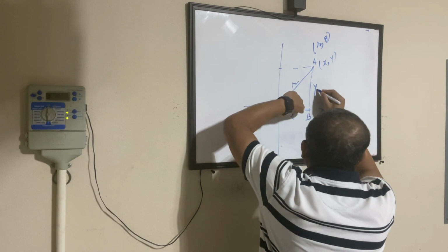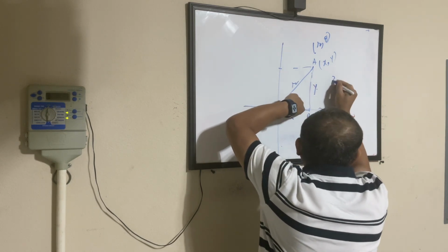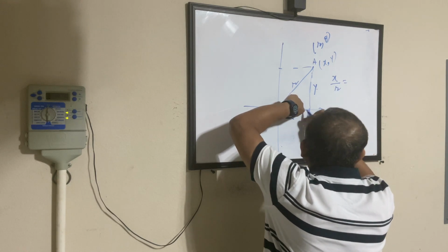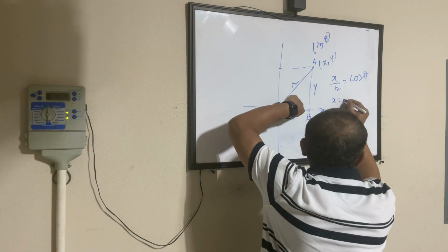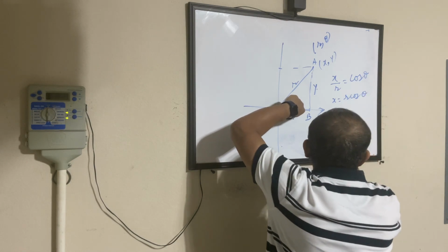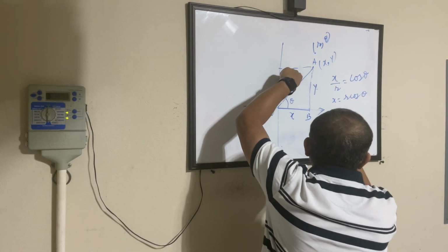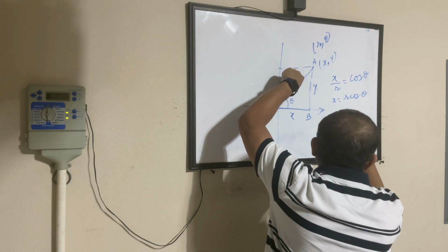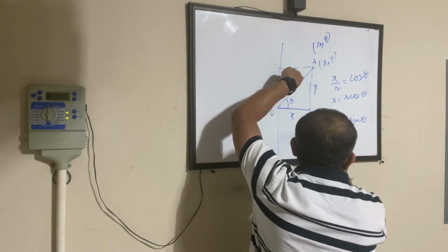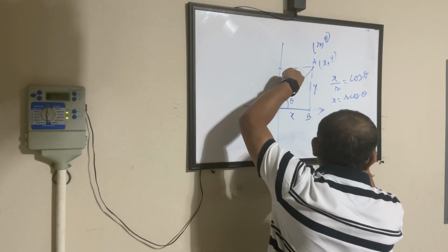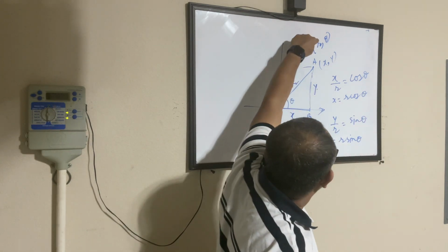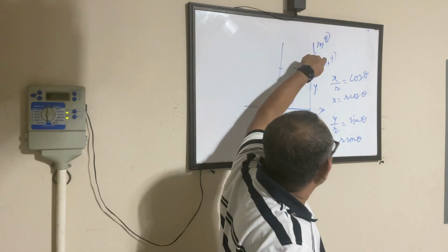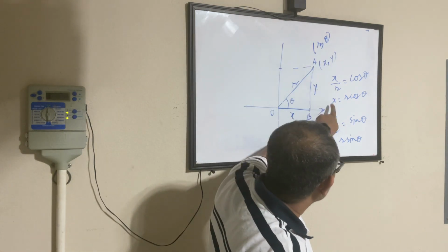Now, what is the value of x? So, x by r is cos theta, which means x equals r cos theta. Similarly, y by r is equal to sin theta. So y equals r sin theta. So when you knew your polar coordinates, you could derive the Cartesian coordinates x and y.